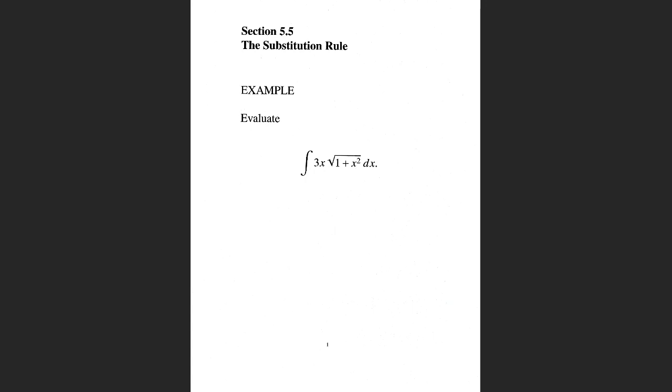What makes this antiderivative kind of hard? I don't think you know offhand the antiderivative of this: the integral of 3x times the square root of 1 plus x squared dx. What makes that a complicated antiderivative to find? The square root. That's right, Sophie, the square root.